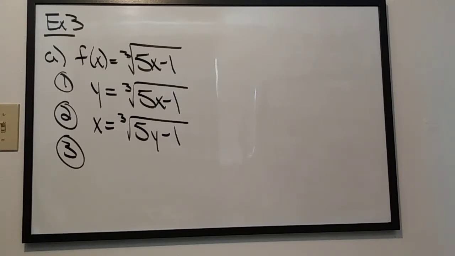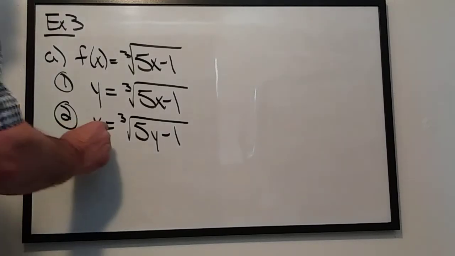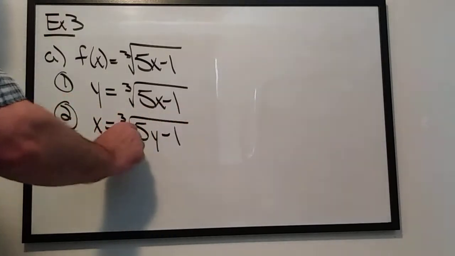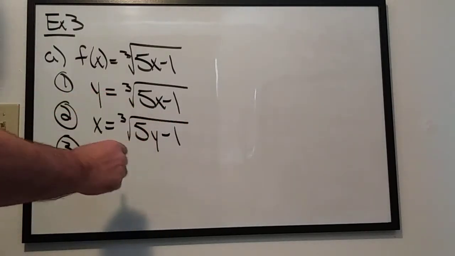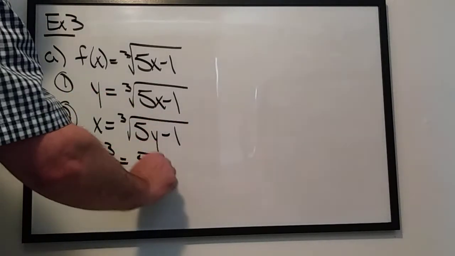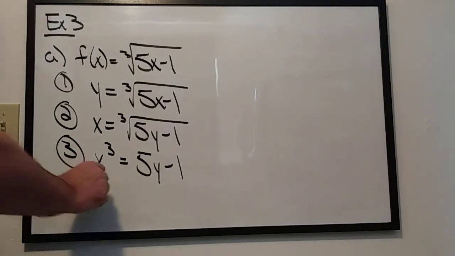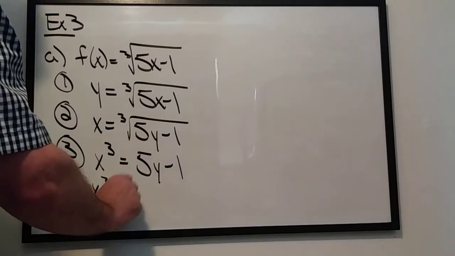Take both sides to the power 3, and that'll do that. If I take the left-hand side to the power 3, we're going to get x to the 3rd. And if I take the right-hand side to the power 3, the cube root and the cube undo each other, and we get 5y minus 1. Now the next thing that I'm going to undo on the right-hand side is that subtraction. To undo a subtraction, I'm going to add. So let's add 1 to both sides.